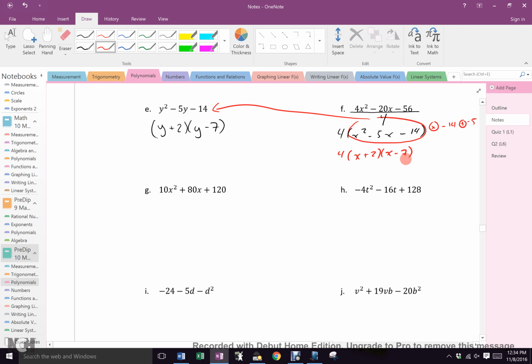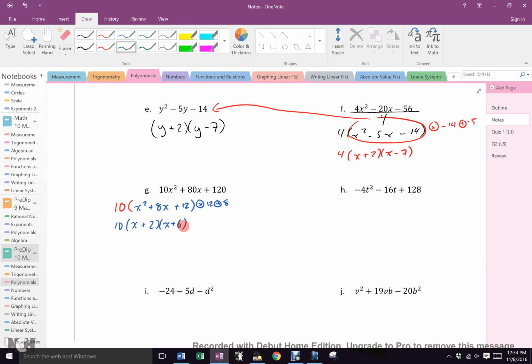Everybody good? So all of you should be able to handle G now, right? What's coming out? 10. So we're going to have 10, and what's the trinomial that we're left with? x squared plus 8x plus 12. And what are the factors? They've got to multiply to what? 12. And add to what? 8. What is it? x plus 2, x plus 6. Everybody cool?